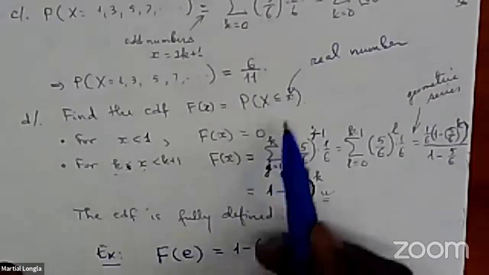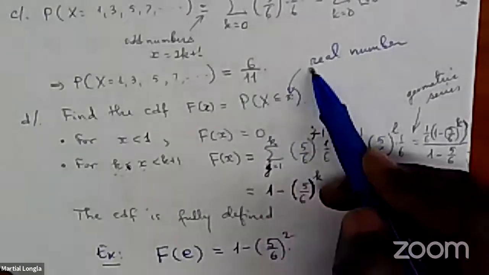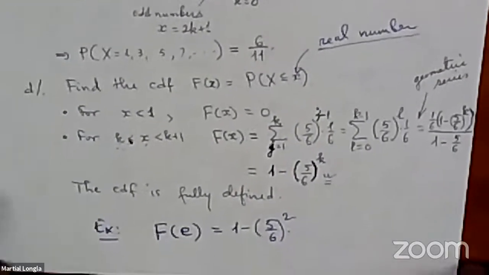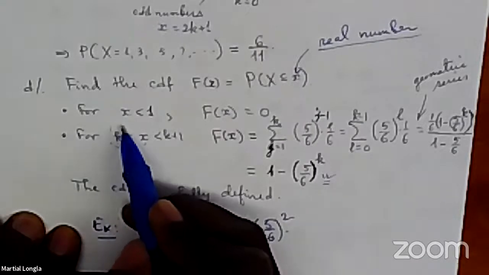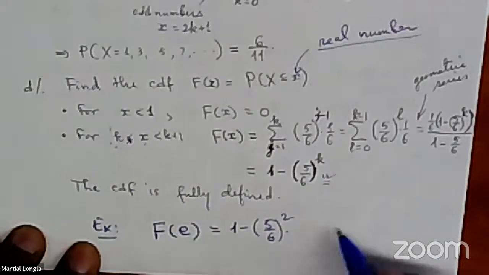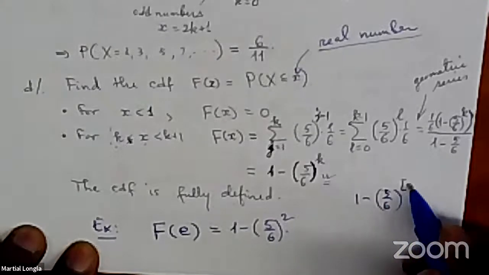But your x in the definition of the CDF is always a real number. Am I making sense now? Yes, sir. Okay. Most of the time, k is called the integer part of x. If you want to use that language, we could say that's 1 minus 5/6 to the power of the integer part of x.